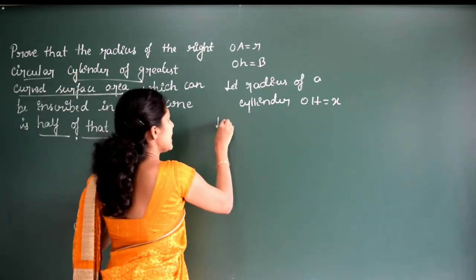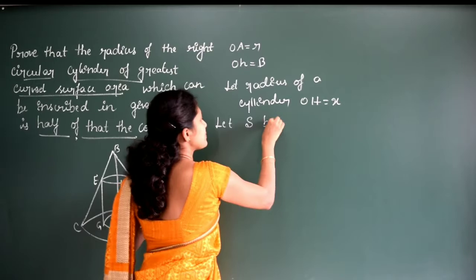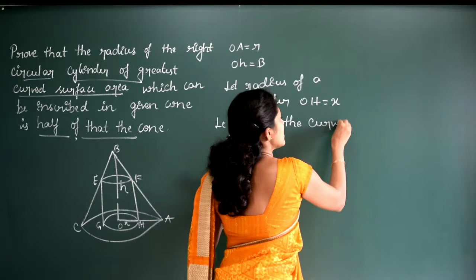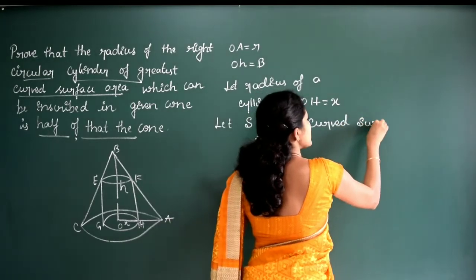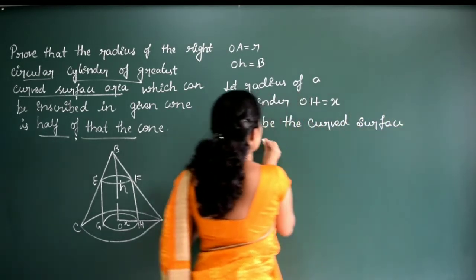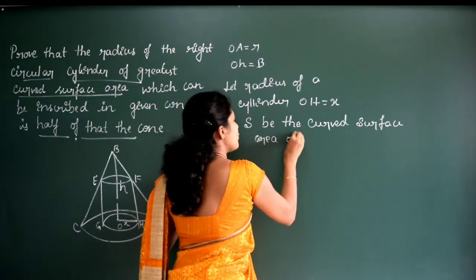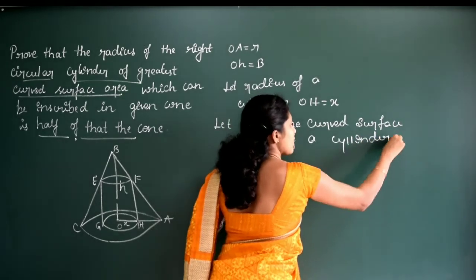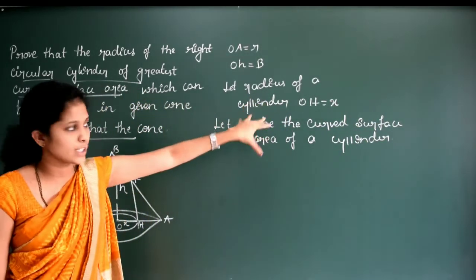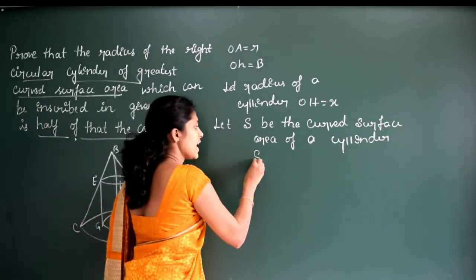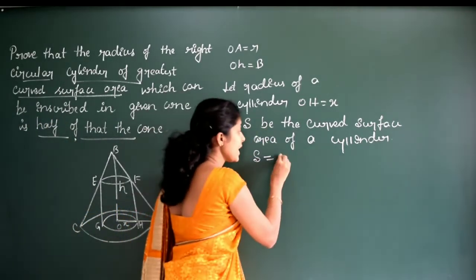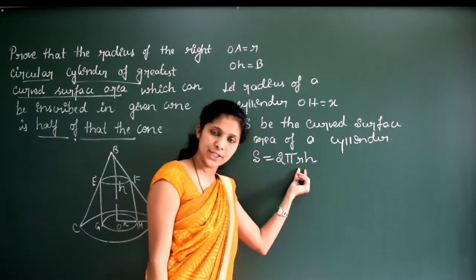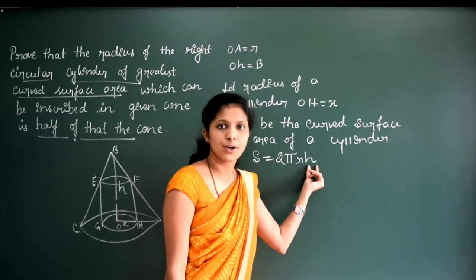First, let us consider. Let S be the curved surface area of a cylinder. Okay, surface area of a cylinder. Now, see, we have considered S is the curved surface area of a cylinder. What is the formula? S is equal to 2 pi RH. Remember this, 2 pi RH. Here R is the radius of the cylinder and H will be the height of the cylinder.